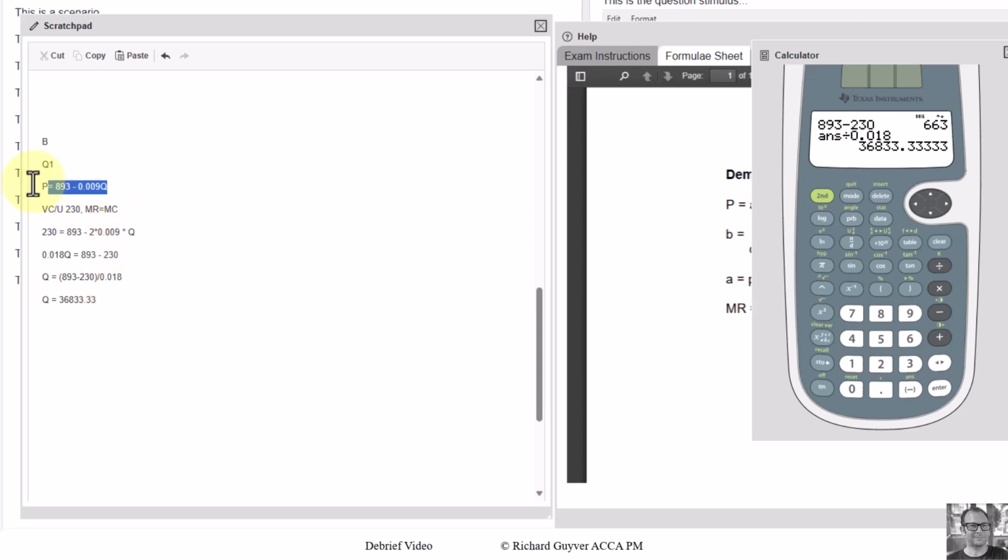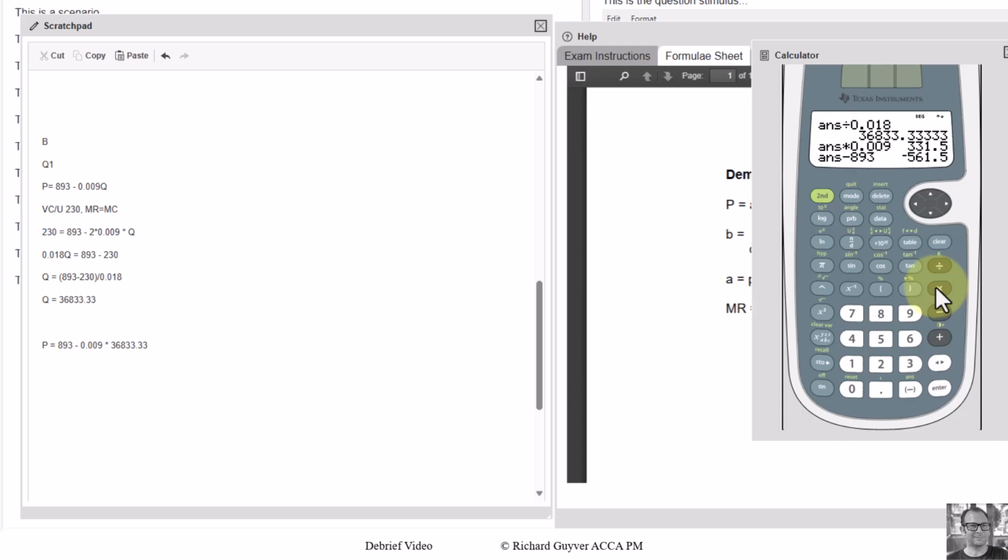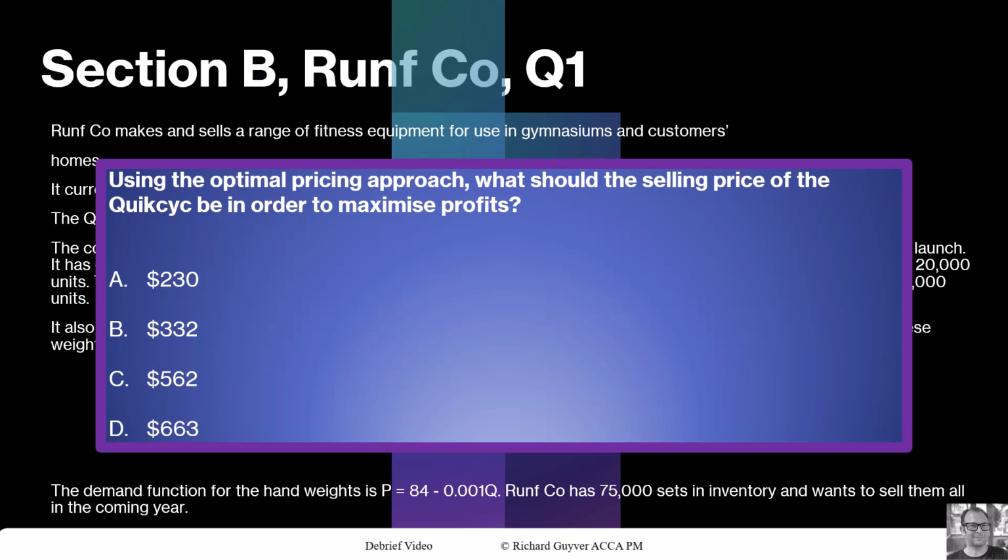And then we need to plug back into here. I would keep my calculator as is and just carry forward. So I multiply by 0.009 now, and I subtract from 893, and that gives me a price of P as minus 561.5. Again, I'm ignoring the minus, it's just because of the way I've done the calculation. You could clear the memory and type it in the correct order, and you wouldn't have to deal with the minus, but I'm quite comfortable with that. Just means I'm a bit quicker and less likely to make a mistake by pressing the wrong button. So 561.5. Option C here is 562, so that's the correct one.